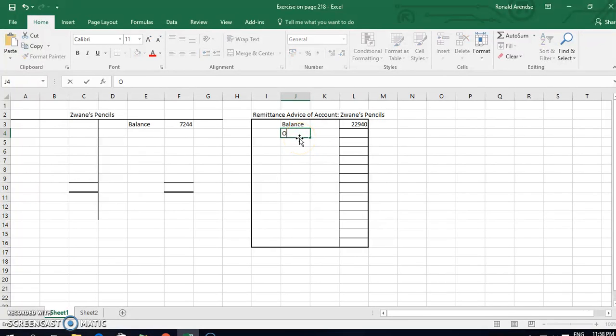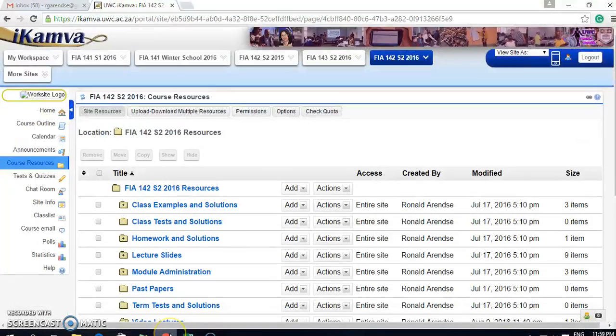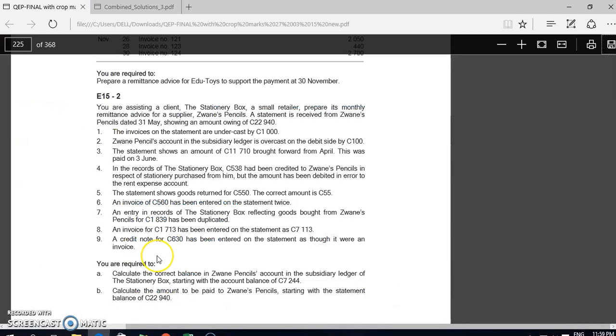The first transaction says invoices on the statement are undercost by 1,000 Rand. So invoices we know increases the statement because the more we purchase, the more we owe. So if the invoices were undercost by 1,000 Rand, it means that we have to add 1,000 Rand. So we go to the statement, and since it was undercost, we add 1,000. Right, transaction number 2.